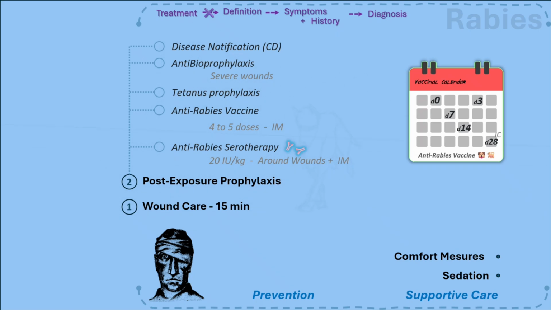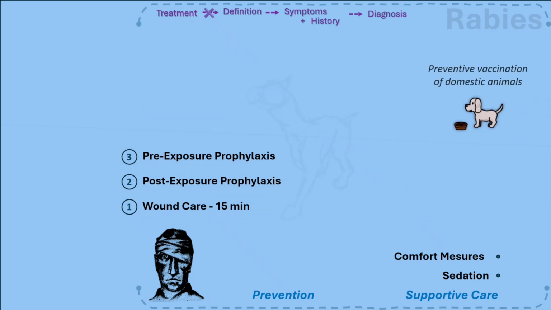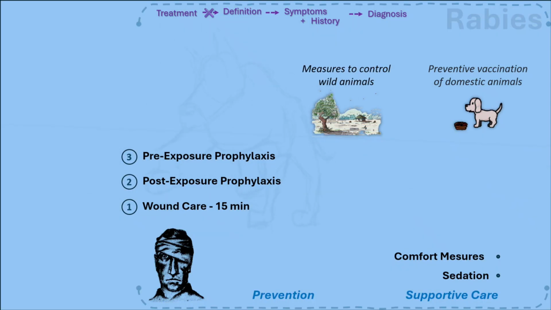Finally, a small word about preventive treatment in pre-exposure, talking about the method of primary prevention of the disease by avoiding it, which is done mainly through preventive vaccination of domestic animals, particularly dogs and cats, measures to control wild animals in certain areas, and vaccination of high-risk populations such as veterinarians and travelers to certain regions.